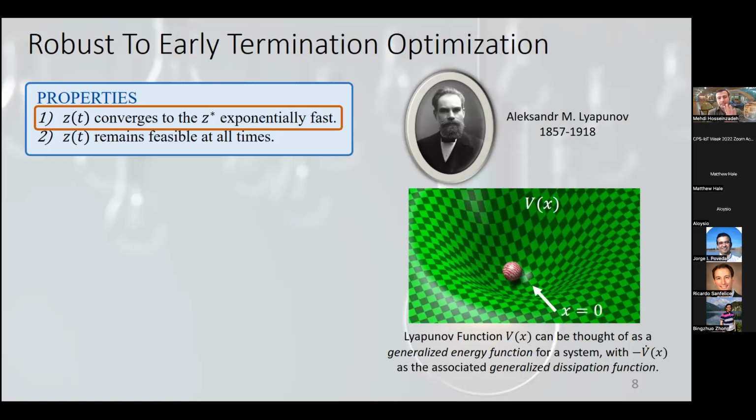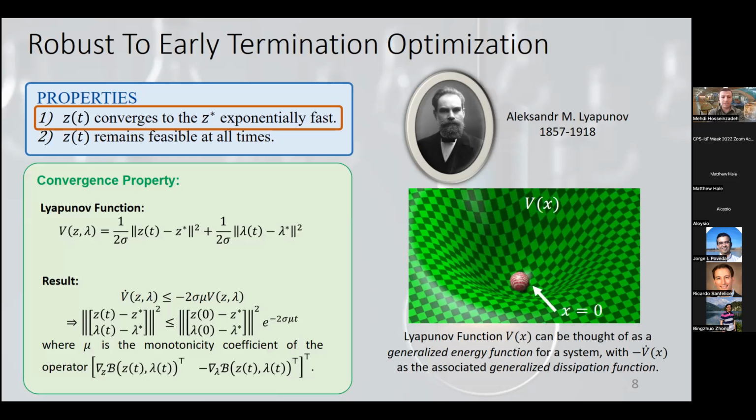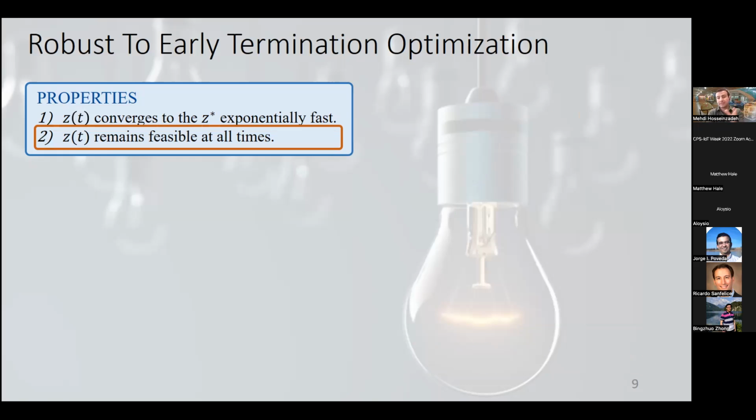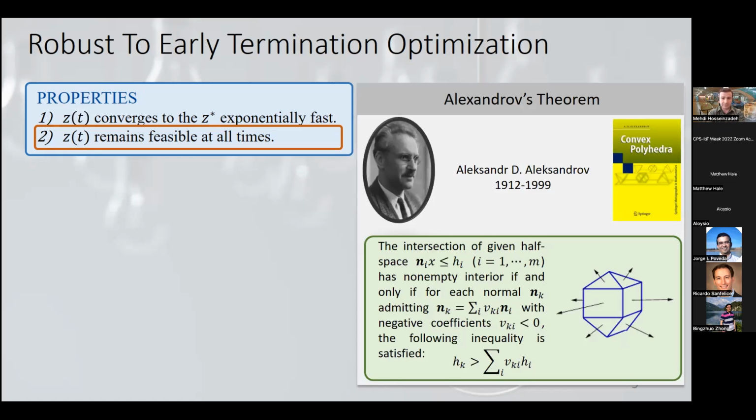We use this tool, and we introduce this Lyapunov function, and then just by doing some math, we showed that the time derivative of the Lyapunov function satisfies the first inequality, and we can also conclude that it satisfies the second inequality. The second inequality means that the difference between the states of that virtual system and the optimal values decreases over time exponentially fast. Regarding the second property, that the states remain feasible at all times, we use Alexandrov's theorem.